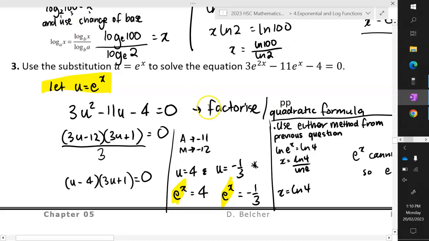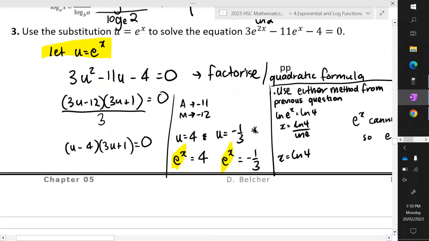Now, in looking at that, the first thing I would like to note is that if you think of what the graph of e to the x looks like, it never goes below the x-axis because the x-axis is an asymptote, so we're not ever going to have negative values of e to the x. So I don't have a solution for that part, but I can find a solution for e to the x equals 4.